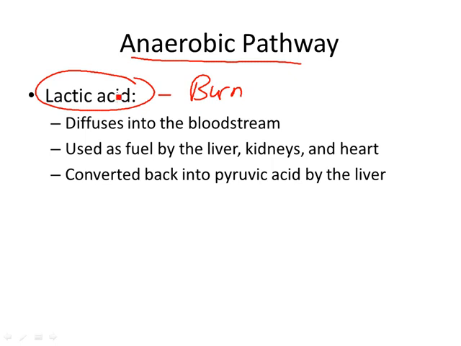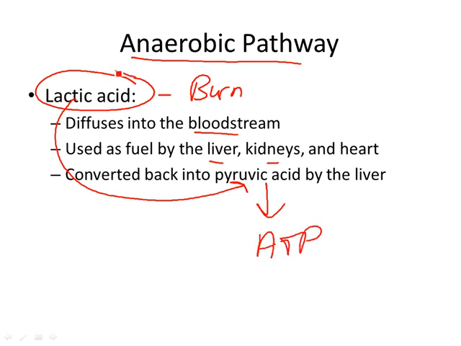When our muscles form lactic acid as a byproduct, it'll go into the bloodstream, and our livers and kidneys and heart can actually use lactic acid as fuel, all right? And then eventually you will basically convert lactic acid back to pyruvic acid. Pyruvic acid can then continue on through cellular respiration to make more ATPs. But a quick anaerobic way to get ATP as a byproduct is lactic acids.